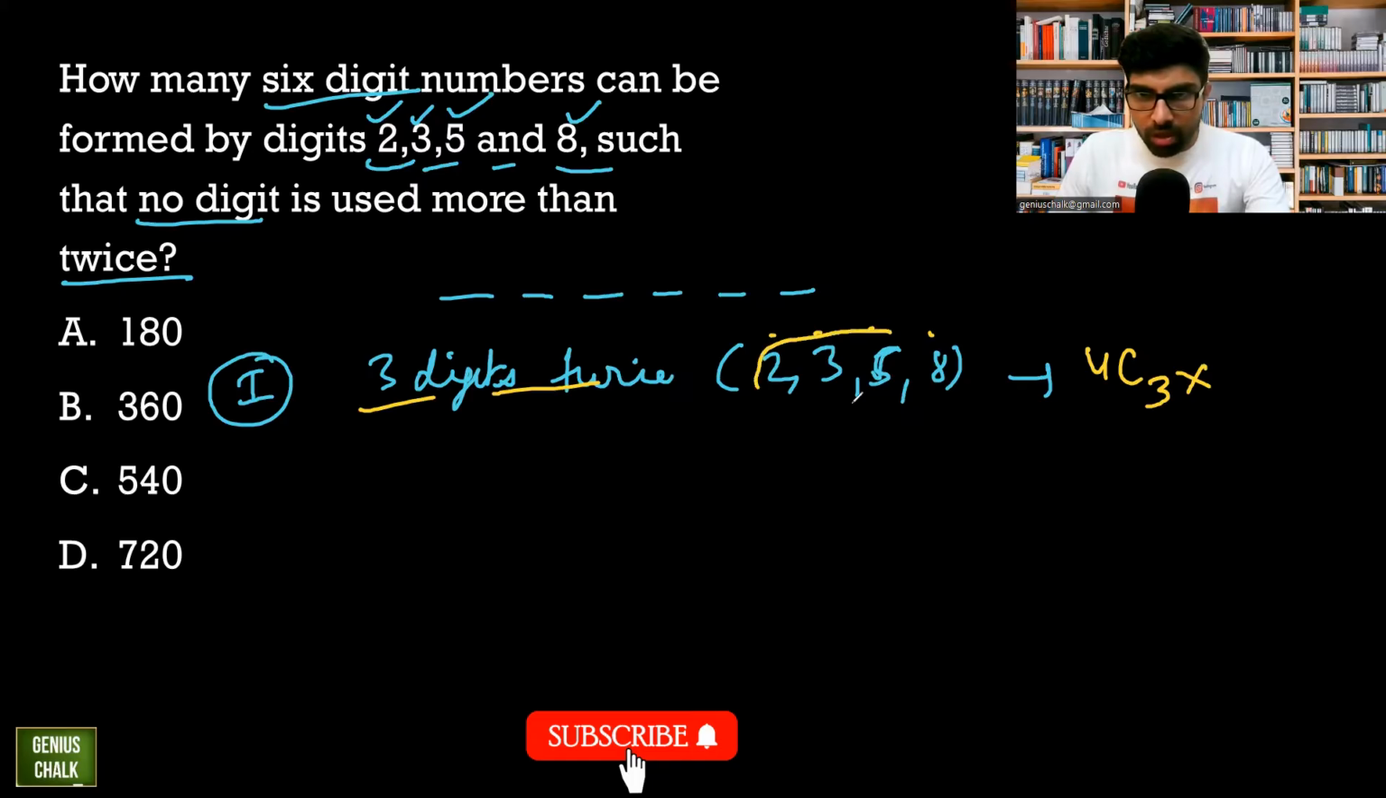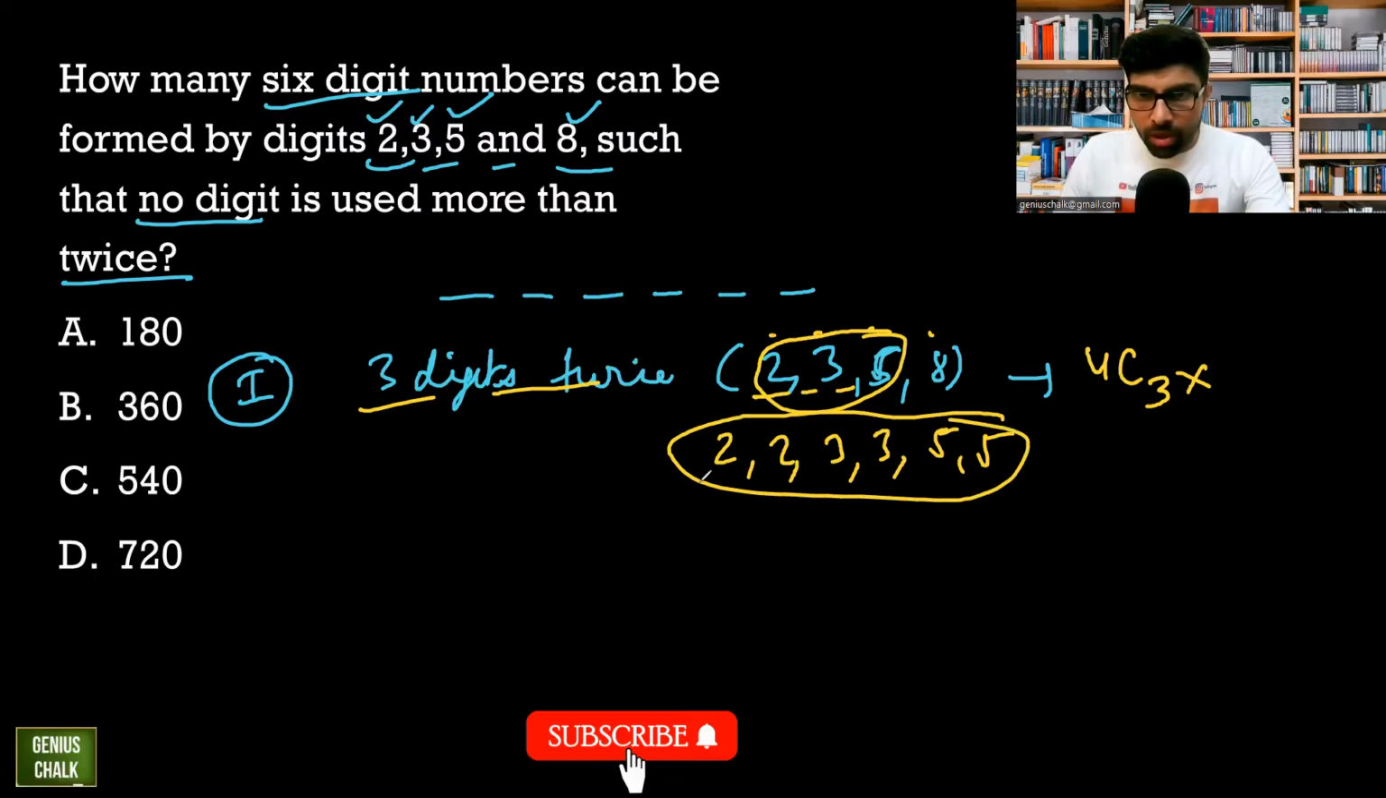Suppose I have selected 2, 3, 5, so they will be repeated, like 2, 2, 3, 3, 5, 5. So how many permutations are there? It's repeated permutations. Total is 1, 2, 3, 4, 5, 6 places. Out of them, 2 is repeating 2 times, 3 is also repeating 2 times, and 5 as well. For repeated permutations, we divide by the factorial of the number of repetitions, so 2 factorial, 2 factorial, 2 factorial.